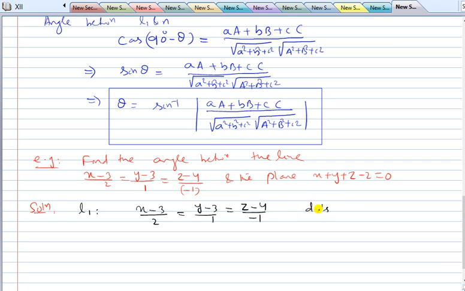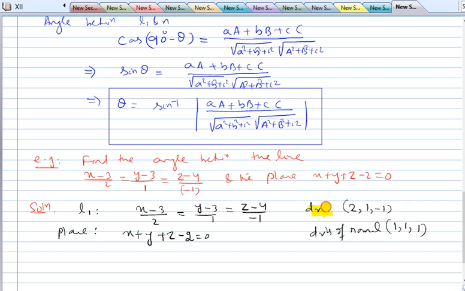Here the DRS, I am interested only in DRS, 2, 1 and minus 1, and here the plane is given by the equation x plus y plus z minus 2 equals to 0. Therefore here DRS of normal is given by 1, 1, 1. Therefore I am interested in DRS only.